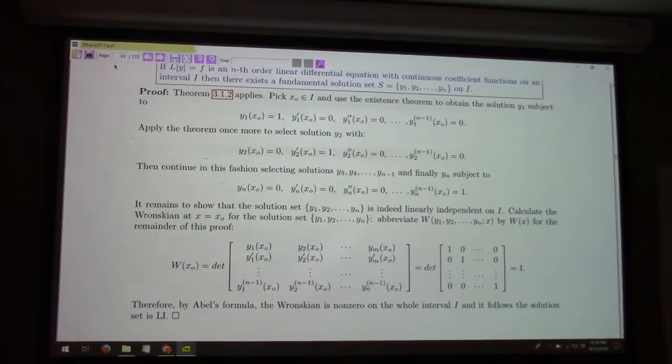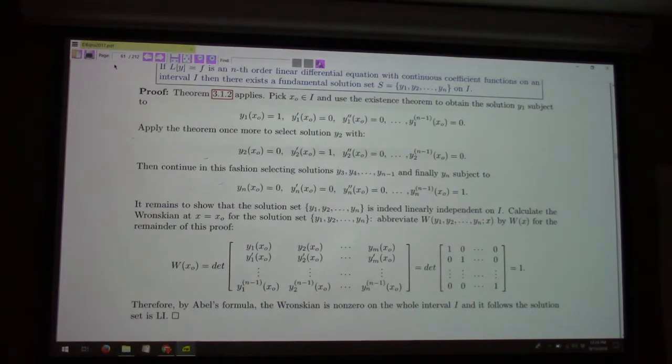And that's non-zero, which shows you that what? If we pick our solutions, y1 through yn in that way, we have linear independence of the solution set, and consequently, we have constructed a fundamental solution set to the problem. All right.